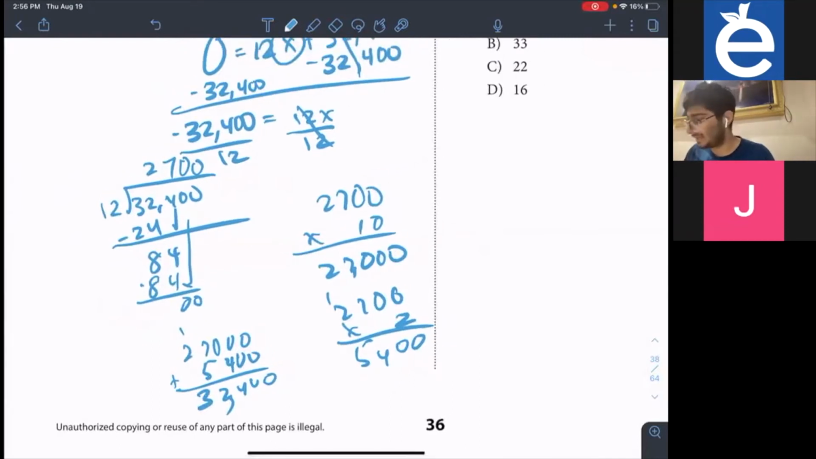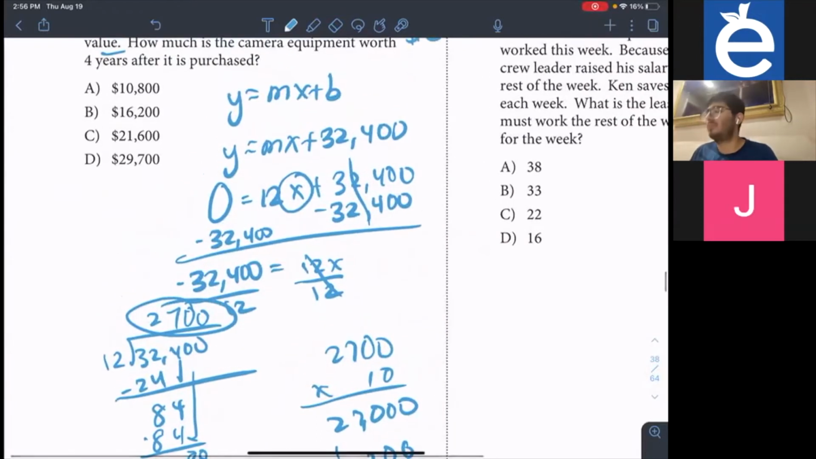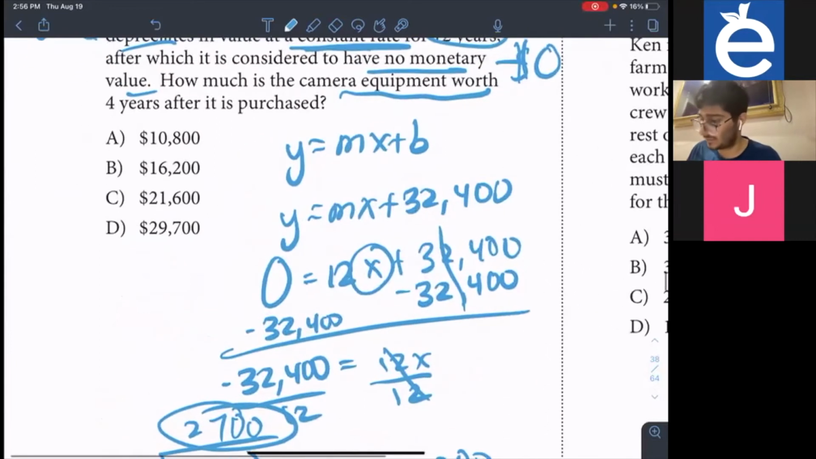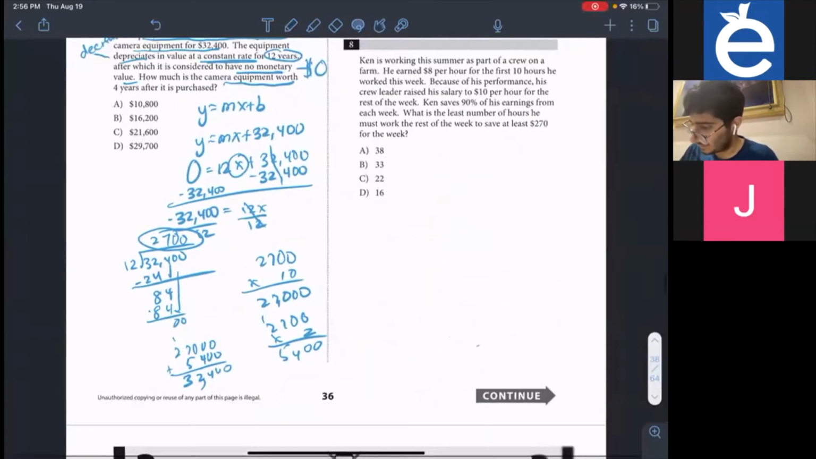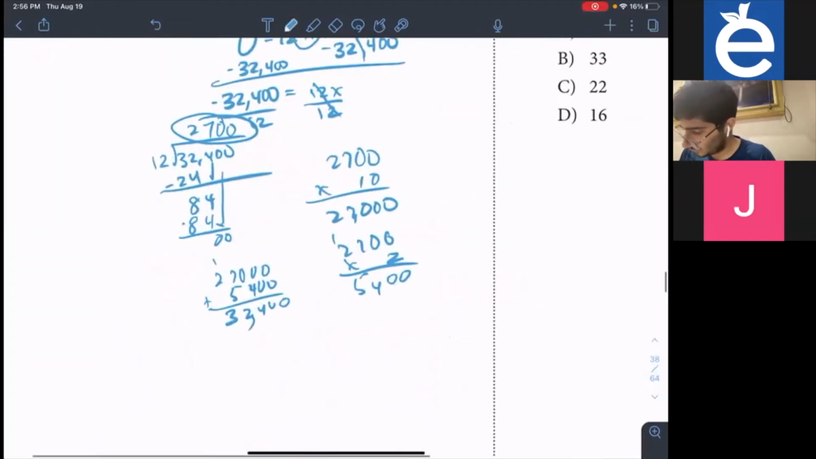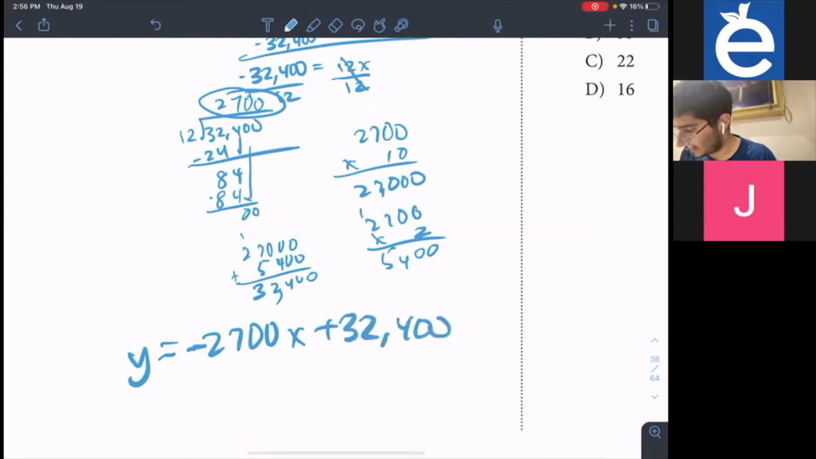You can split it up to 10 and then 2. So that works. So it depreciates by 2,700 per year. So now it's asking how much the camera equipment is worth after 4 years. Since we know that, let me make this smaller. So we know y is equal to 27 x negative because it depreciates plus 32,400 because that's the initial.